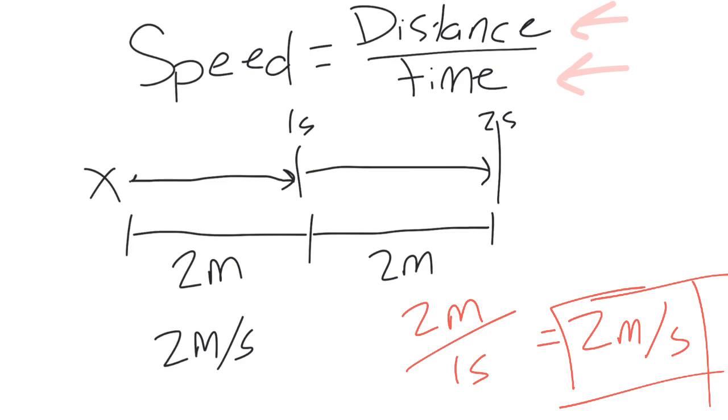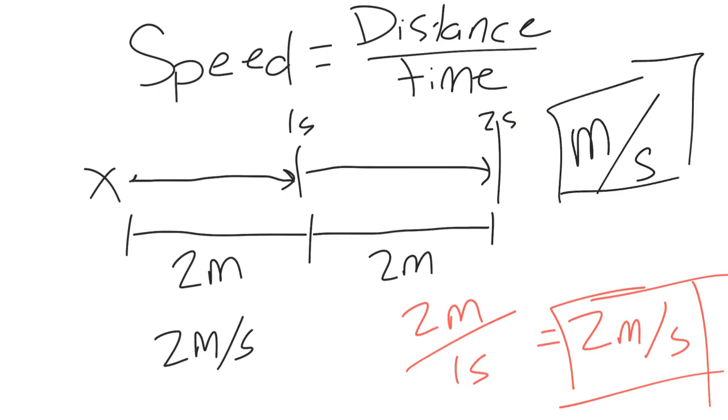And so the units of speed are a combination of both our meters, our distance, and our seconds. The SI unit of distance is meters, and our SI unit of time is seconds. So our units for speed are meters per second.